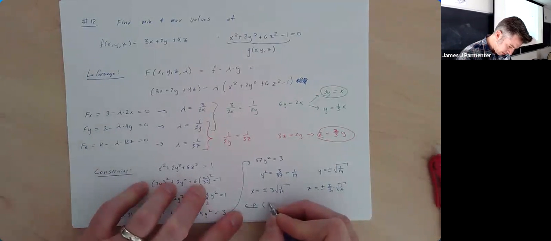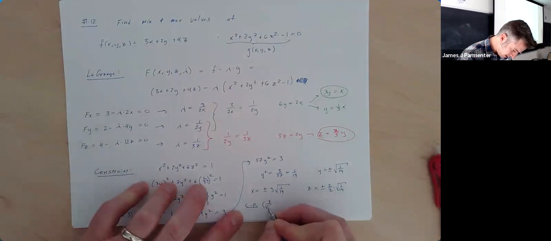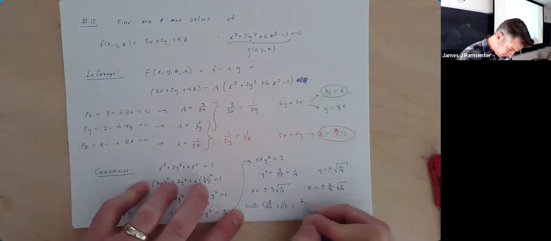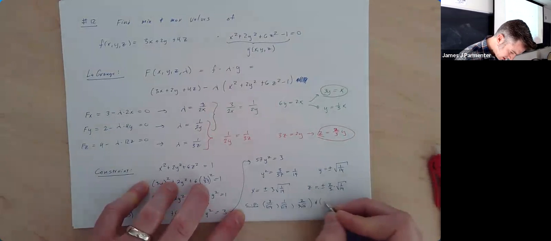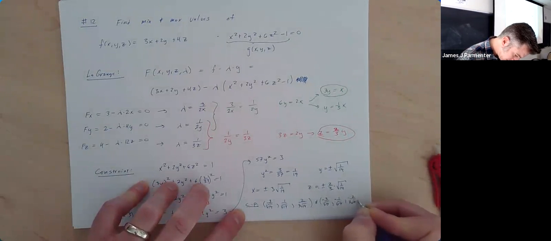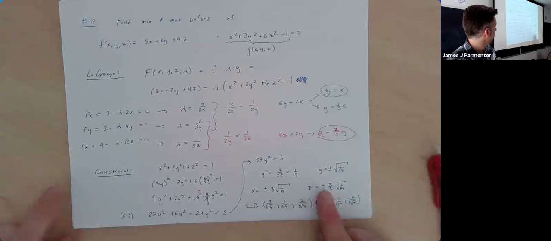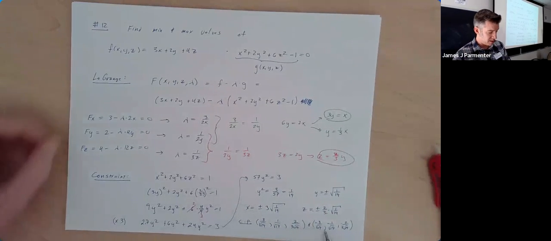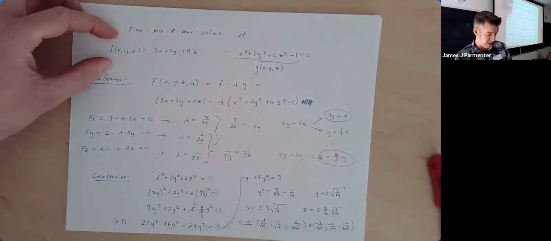I'm going to write it as 3 over root 19, comma, 1 over root 19, comma, 2 over 3 root 19, and then the negatives, negative 3 over root 19, negative 1 over root 19, negative 2 over 3 root 19. And assuming we've done this correctly, which of these critical points can I plug into the function that I was trying to find the maximum or minimum value of?